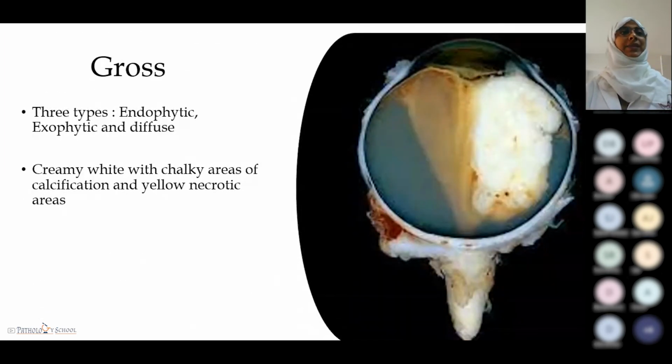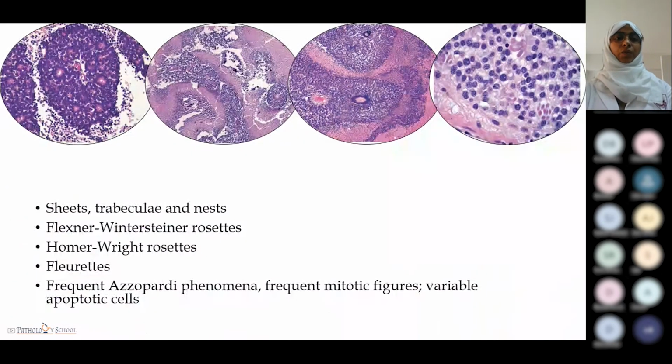When the gross is noted, there are three types of retinoblastomas: endophytic, exophytic, and diffuse type, having typically creamy, white, and chalky areas of calcification and necrosis. So there is various morphology in this. These tumors show typical Homer Wright and Flexner-Wintersteiner rosettes in the blue cells. Because the cells increase in number, they are not getting nutrition, so the cells are viable around the vessel, and there will be necrosis on the other side. Also characteristic is basophilic deposition in the vessel wall because of the DNA, that is the Azzopardi phenomenon.